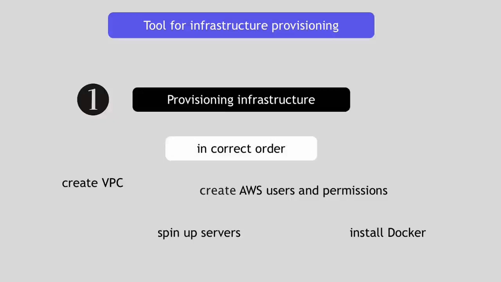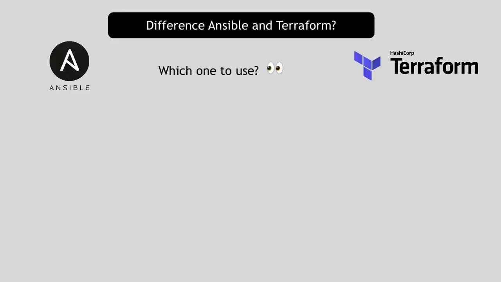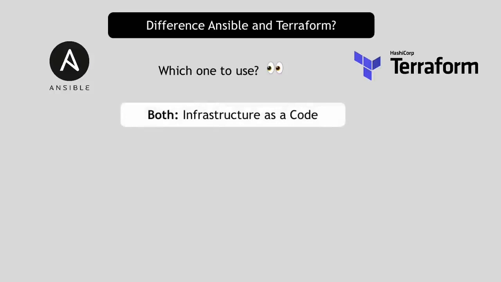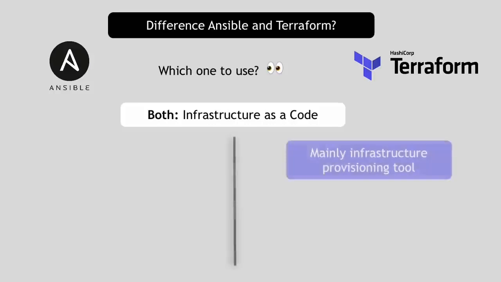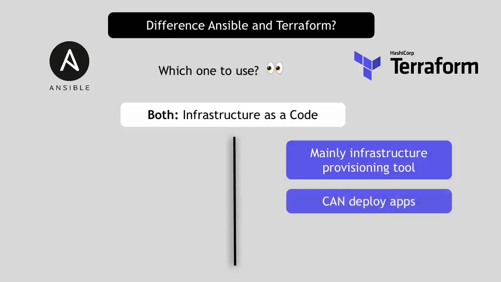Now here I must mention something that a lot of people ask when it comes to Terraform. Let's see the similarities and differences between these two, using our example setup. First of all, Terraform and Ansible are both infrastructure as code, meaning they're both used to automate provisioning, configuring, and managing the infrastructure. However, Terraform is mainly an infrastructure provisioning tool. That's where its main power lies. But it also has possibilities to deploy applications and other tools on that infrastructure.